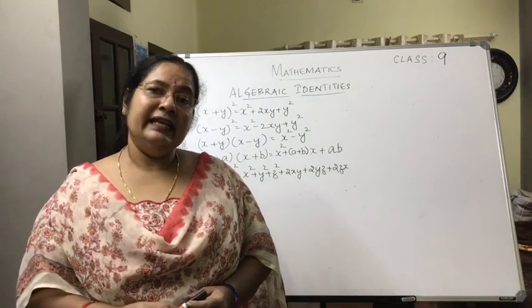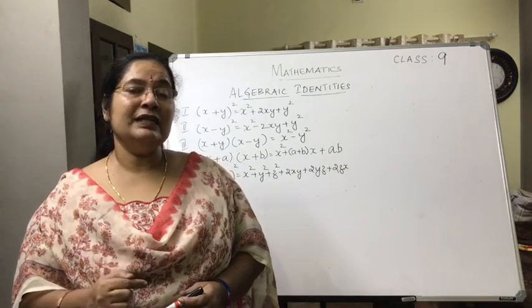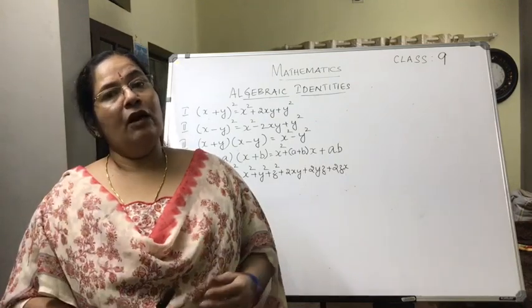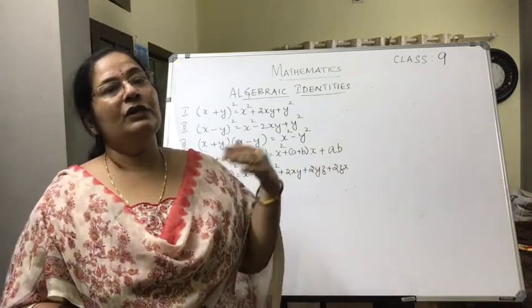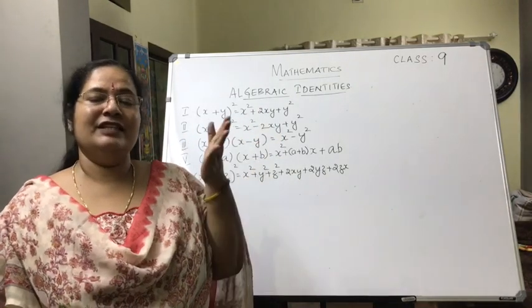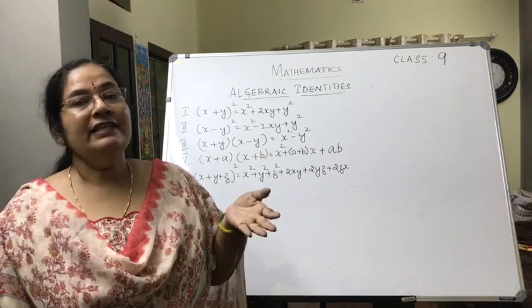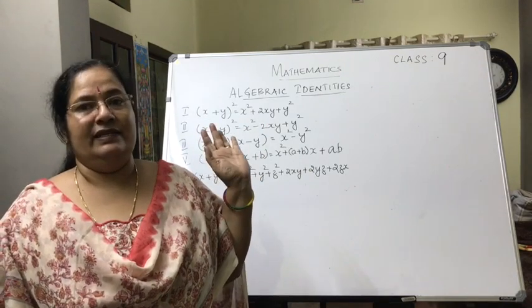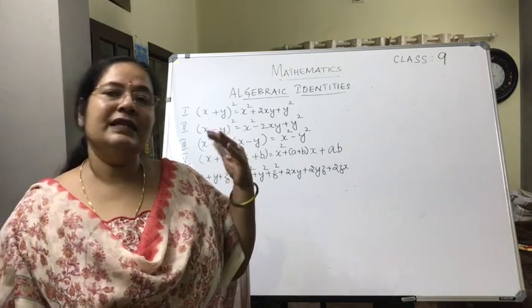In class 8 you have learned using the variables a and b. But now we go to variables like x, y and z. So hereafter when you are using identities we will be using the variables x, y, z, etc. Okay, we are not using a and b.